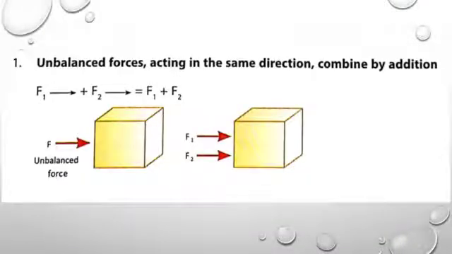Now what we conclude is that unbalanced forces acting in the same direction combine by addition. Look at the screen. Here the two forces F1 and F2 are applied on a box. Then the resultant force, the net force, is equal to F1 plus F2.